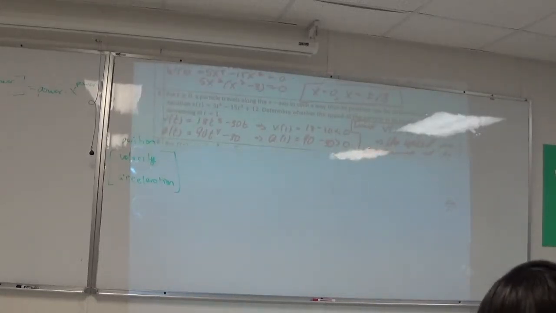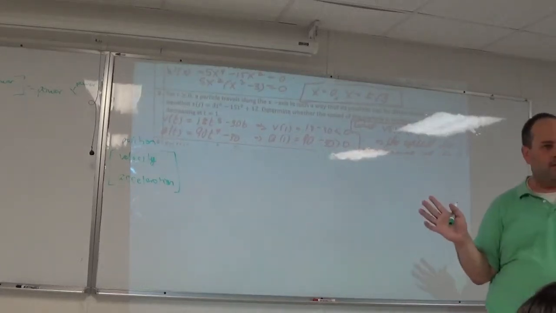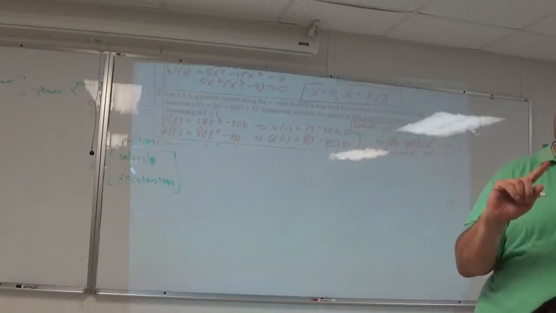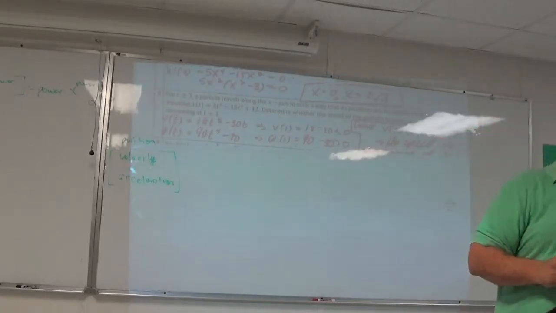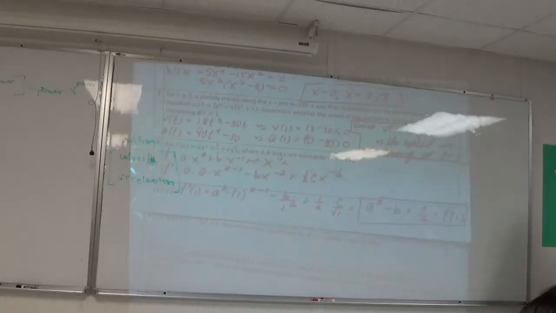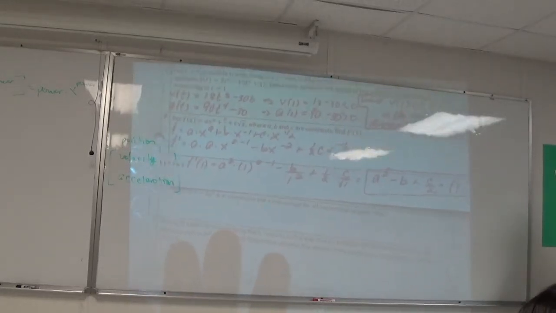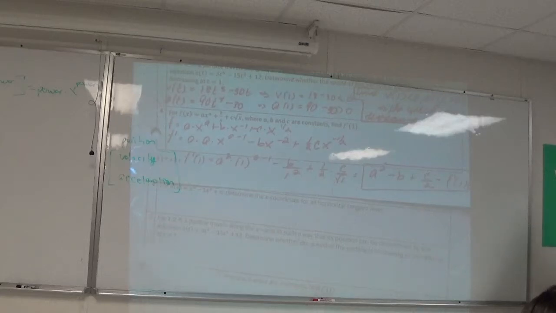Velocity is negative, acceleration is positive. Yes, it says speed is decreasing, because if velocity and acceleration have different signs, speed decreases. Okay? And if anybody got to number 6, we're not going to talk about number 6, but that's what your final answer would look like.